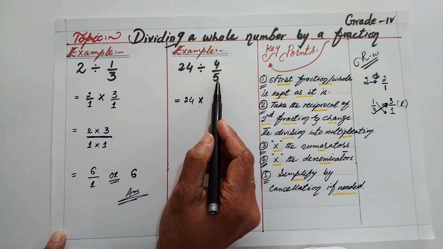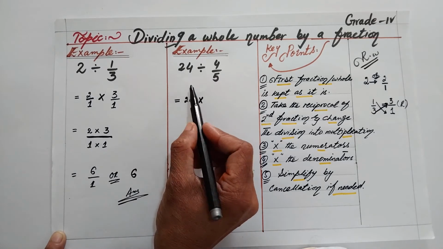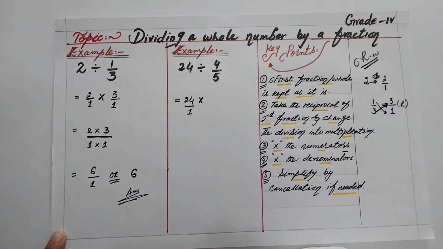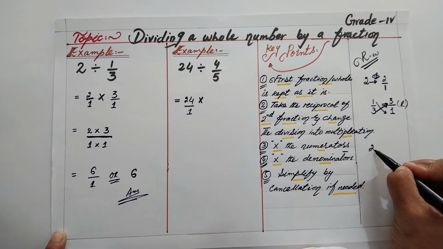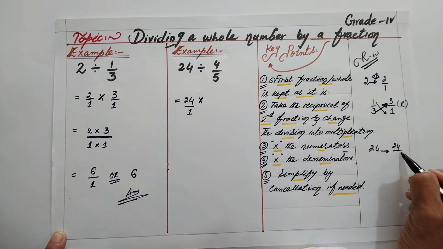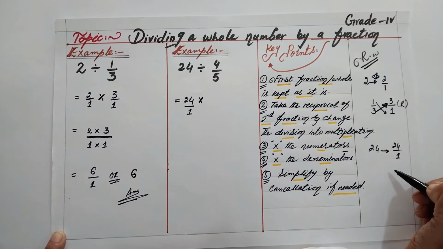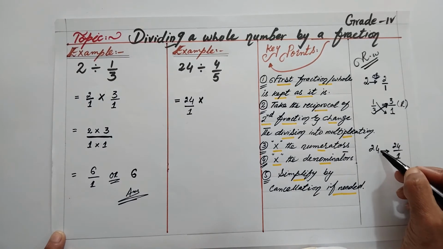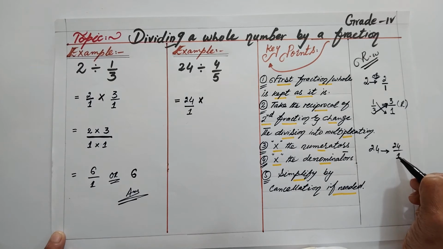But before taking the reciprocal, as I told you, we can write the whole number in this form. If 24 is a whole number, we can write 24 as 24 over 1, because 1 will not affect the value of 24; both are the same values. So we can write 24 as 24 over 1.